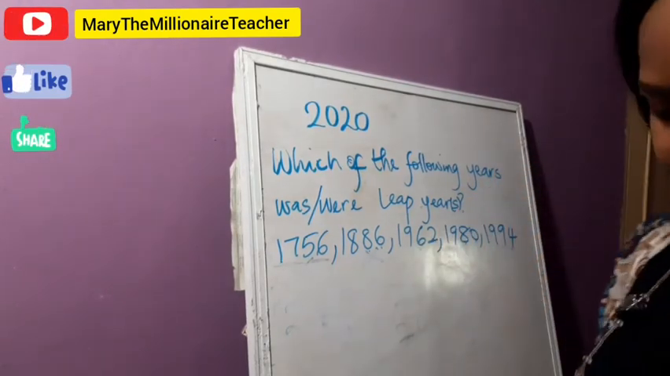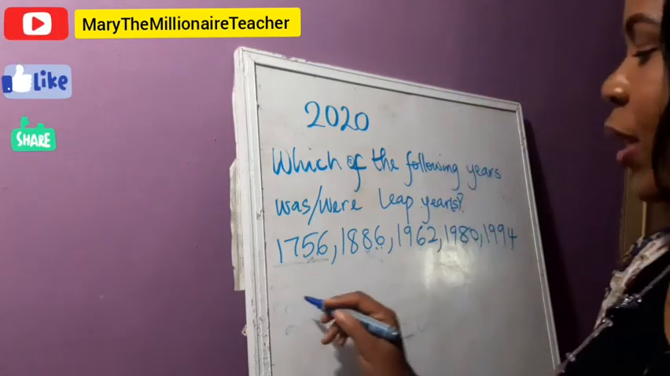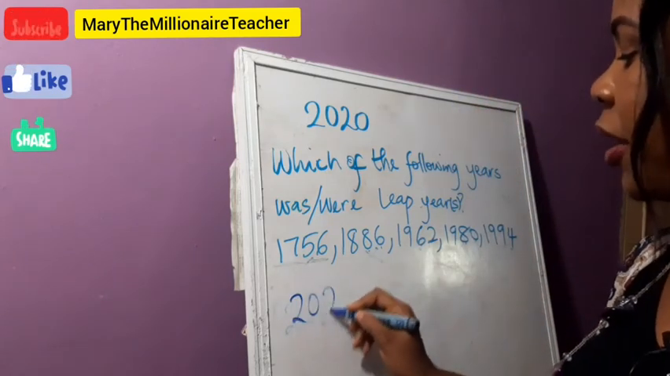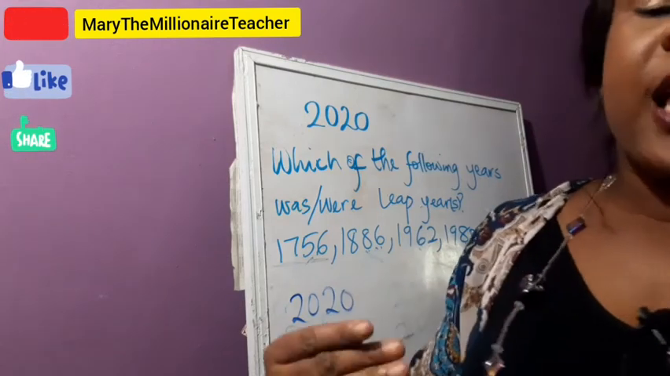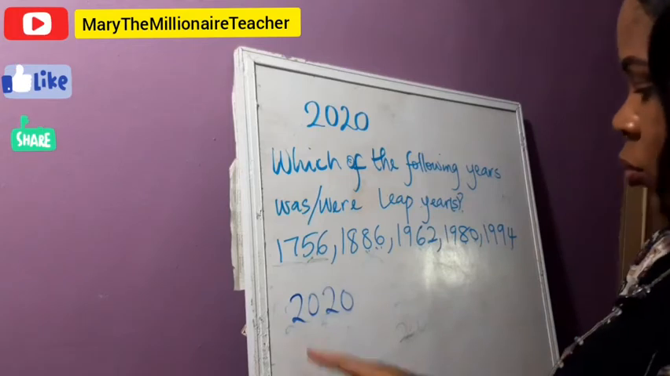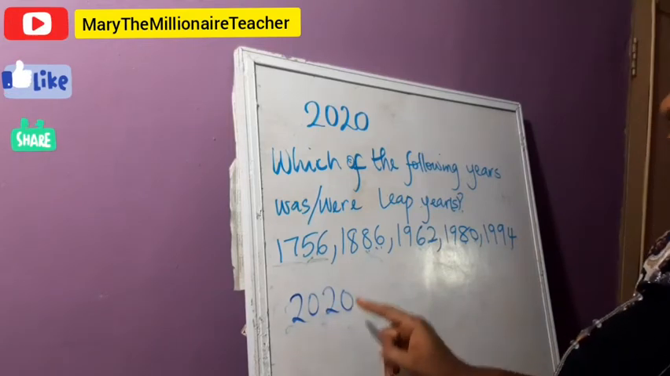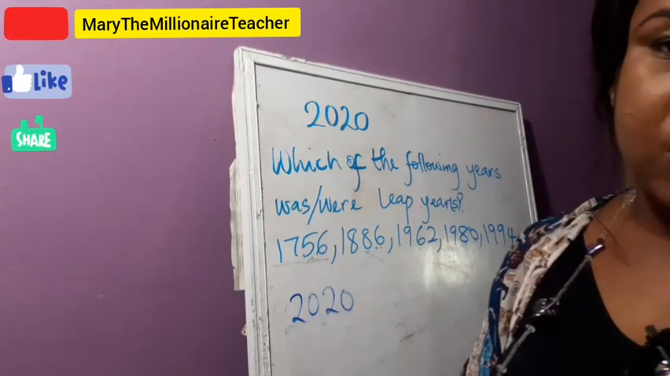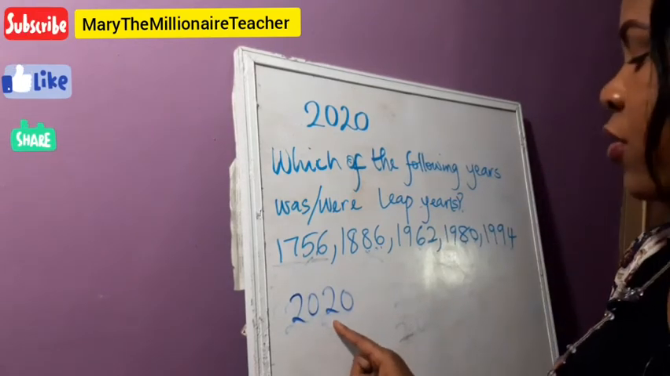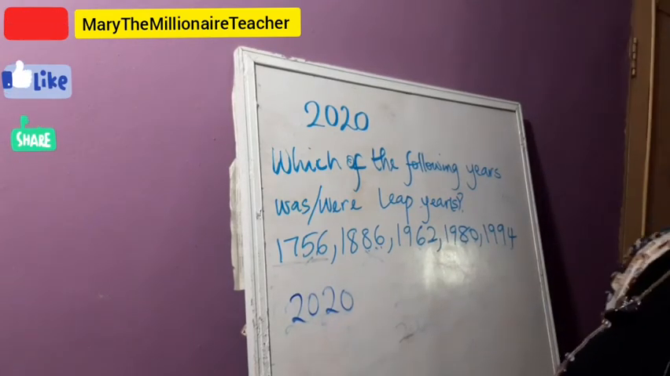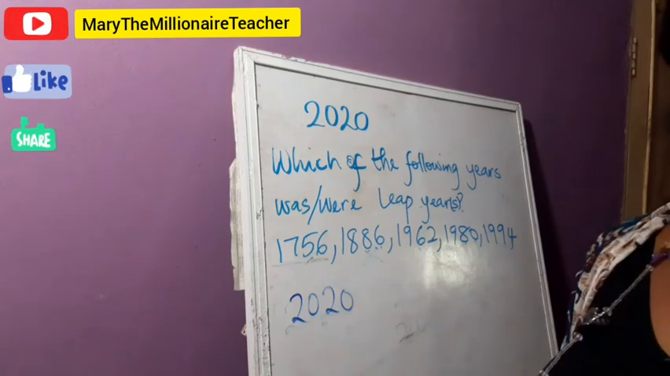So here's the trick. Year 2020 is our sample year. We know that every year has 4 digits, 2020, making it 4 digits. So to determine a leap year, the 3rd digit and the 4th digit are very, very important.